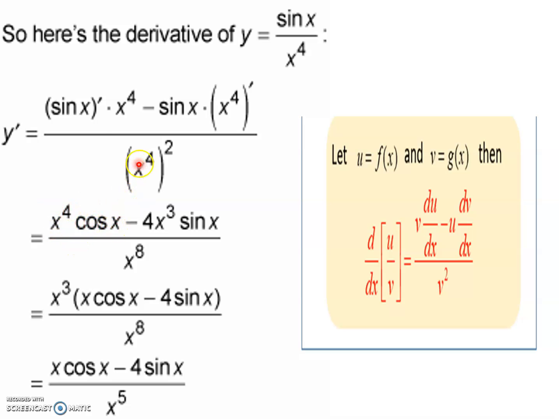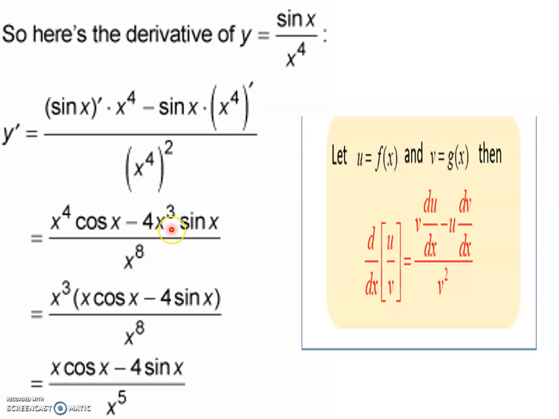x raised to 4, what is the derivative of sin x? Cos x. Sin x remains the same. What is the derivative of x raised to 4? We have to know that the derivative of x raised to n is n x raised to n minus 1. That's why 4 goes to multiplication. x raised to 4 minus 1 is 3. So derivative of x raised to 4 is 4x cube.